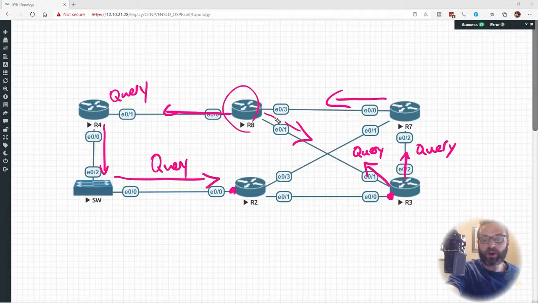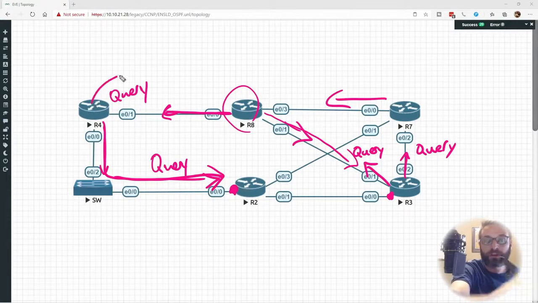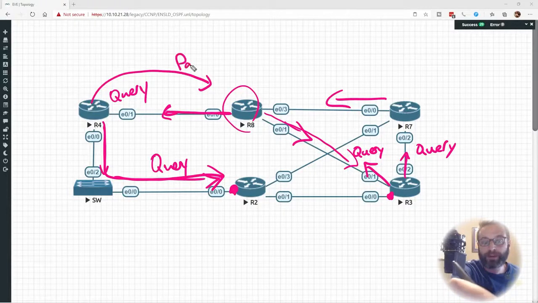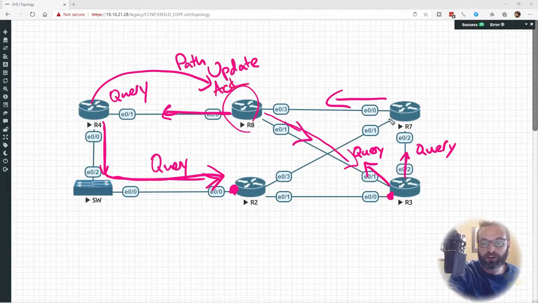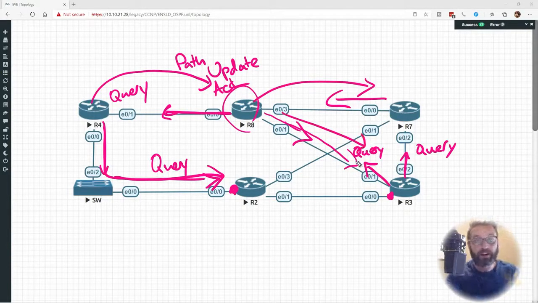So in this case, if R8's only route to that link was through R3, it's going to punt the query to R4. R4, however, may have that route advertised from R2. So it could reply with a path, which would just behave like an update packet, and it would be responded to with an acknowledgement packet. R8 then forwards the path this way, and EIGRP reconverges.